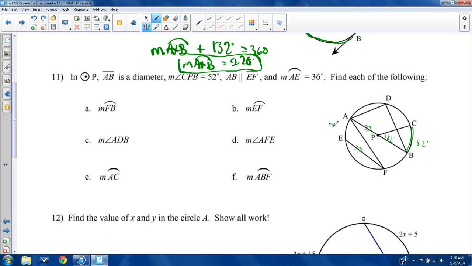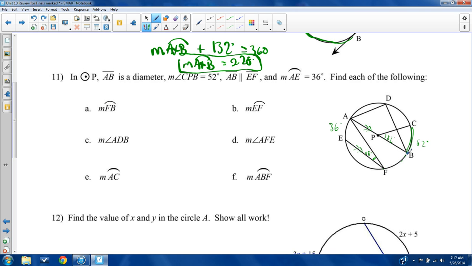All right, so we got a lot to work with here. So this is 36 degrees. This is probably going to be an answer later, but I want you to know this is an inscribed angle with F as the vertex. Intercepted arc is 36. So this is 18 degrees inside here. Again, inscribed angle. Find each of the following. Okay, measure of arc FB.